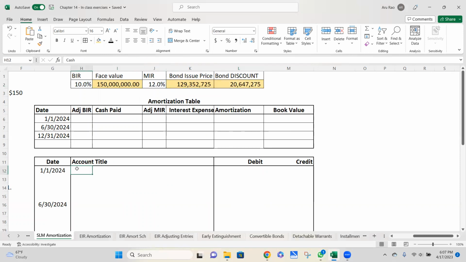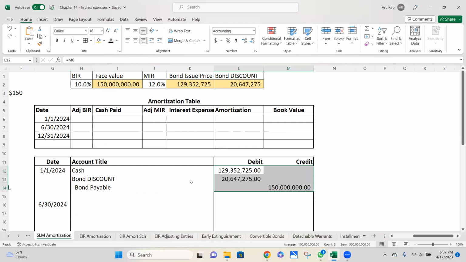Now I'm ready to do my journal entry. On the date of issue, the journal entry is cash debit, and then I have bond discount debit and bonds payable credit. All three numbers are up over here. I will place them in the debit and credit columns respectively. Cash debit, bond discount debit, bonds payable credit.